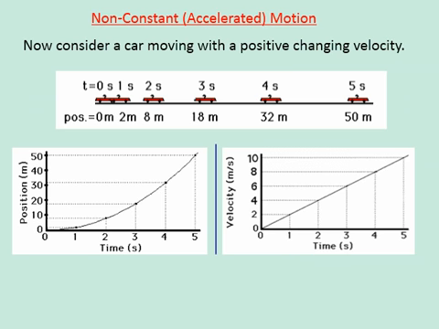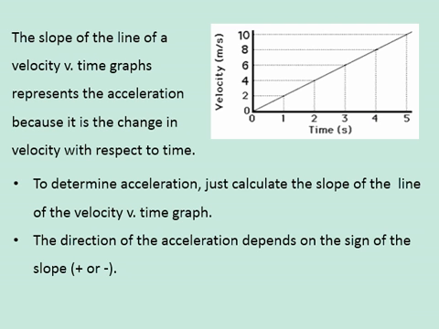And that's telling us something about the acceleration, how that object is changing its velocity with respect to time, that definition of acceleration. So the slope of the line of a velocity versus time graph gives us information about the acceleration of the object because it's indicating the change in velocity with respect to time. So to determine the acceleration, all we need to do is calculate the slope of the line. And then to determine the direction of the acceleration, we look at whether or not the line has a positive slope or a negative slope.